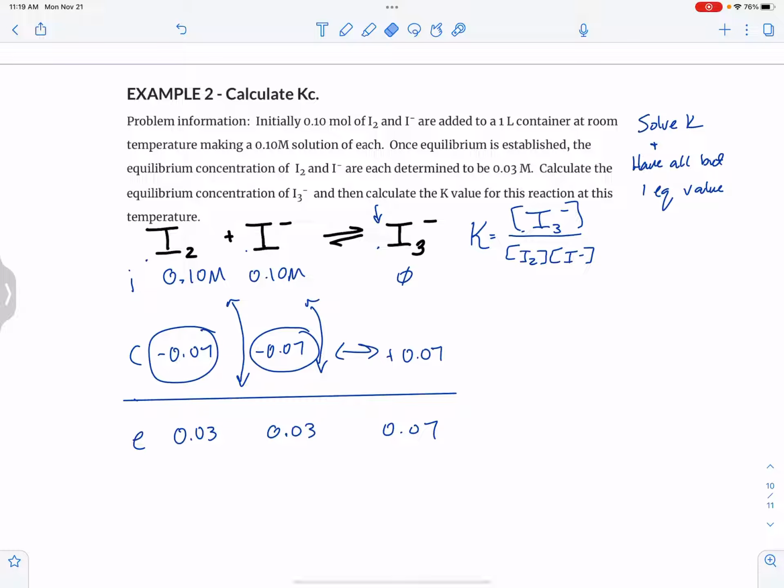And then, just like before, you just plug it in. So you have your 0.07 on top and your 0.03 and your 0.03 on the bottom.